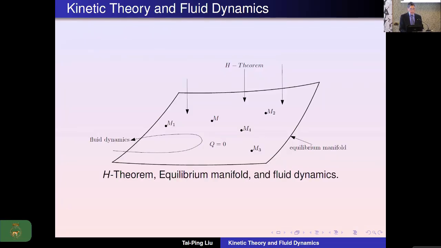Okay, so the H theorem says that the gas can be in any state, but eventually it goes to this finite-dimensional manifold, which is thermal equilibrium. This is what the H theorem says. And it's around this thermal equilibrium that the fluid dynamics phenomena occur.